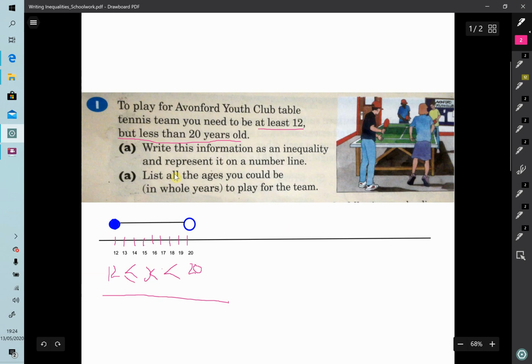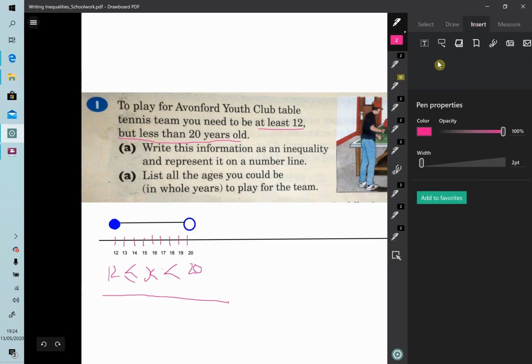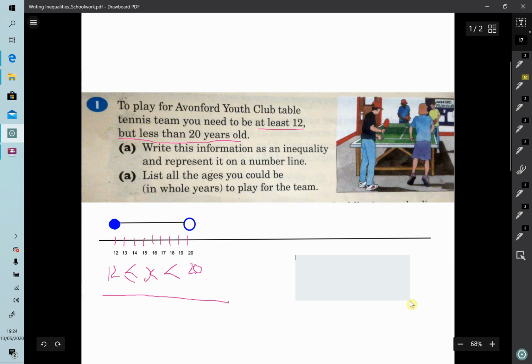Now, I need to list all the ages, and I'm just going to write it down. What ages can the individual be? 12 is included. 13, 14, 15, 16, 17, 18, 19, and 20 is not. And these are the possible ages. In whole years, it even mentioned in whole years, so you're not thinking years and months. Good. And that is the answer for this particular exercise.